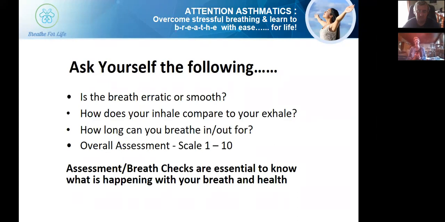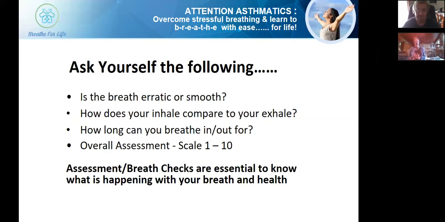Now, just to let you know, on average, when I check people's breathing, they can only breathe in for 2 to 4 seconds and out for 4 to 6. So that's not good timings. Really, the minimum you should be able to breathe in for is 10 solid seconds if you're a good quality breather. So on a scale of 1 to 10, what would you give yourself? 1 being poor.